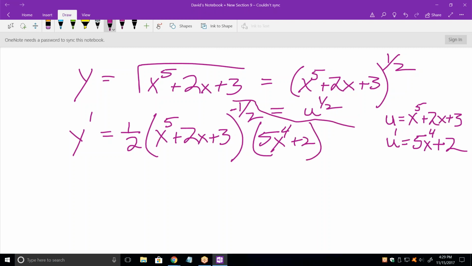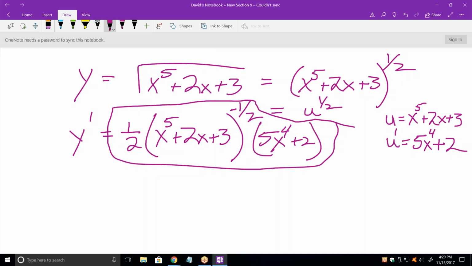And there is my answer. And it's always that straightforward. It's the derivative of the outside times the derivative of the inside. Now the chain rule, it's called that because you can have multiple chains. You can have multiple insides.